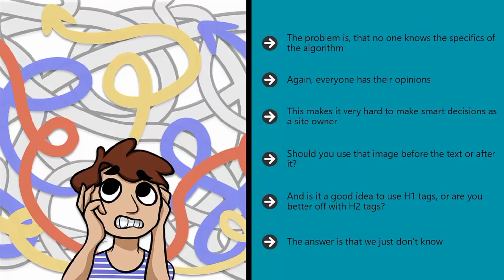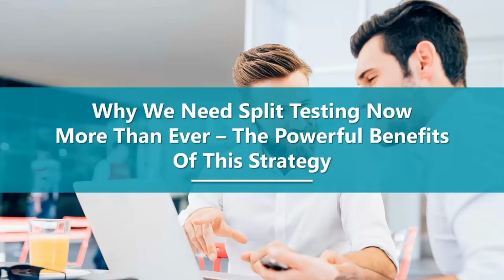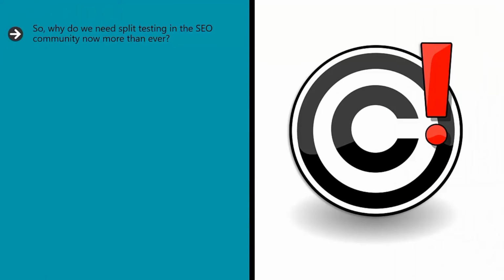And for that reason, the best option is to run A/B tests, the other term for split tests, in order to see which changes positively affect your search ranking and which do not. Why we need split testing now more than ever, the powerful benefits of this strategy. So, why do we need split testing in the SEO community now more than ever?